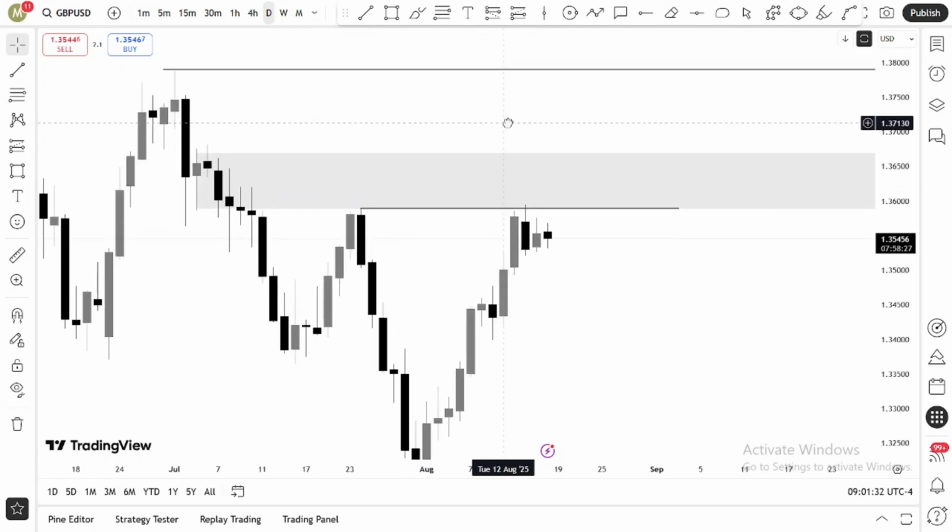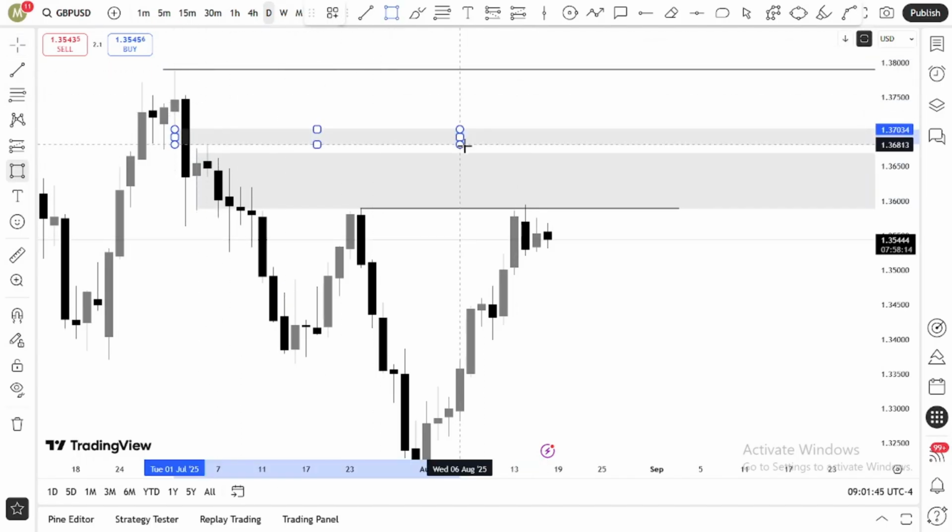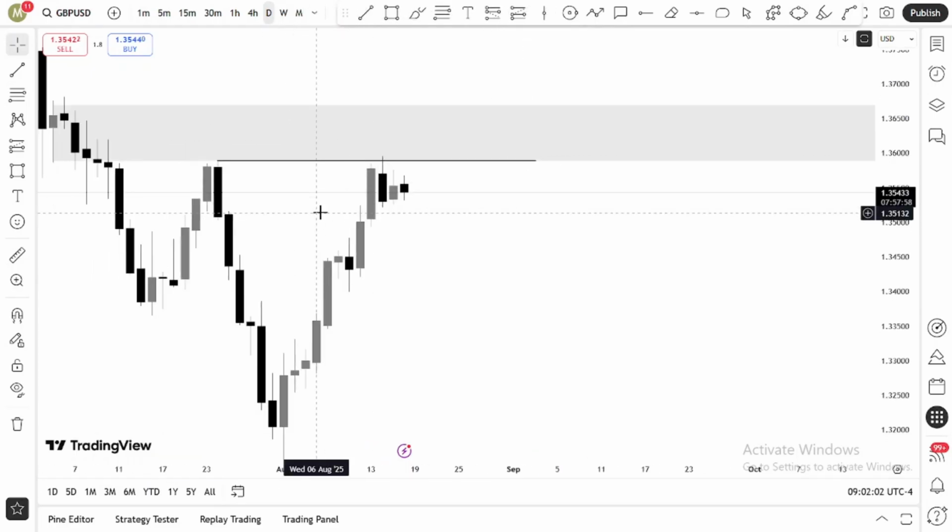Do you get? If price doesn't respect here, where exactly do I think may be another draw on liquidity? We have this fair value gap. Have you seen? So we have this fair value gap too. But let's just take this one off. Remember, this is a daily time frame. Look at where price is reacting off right now.